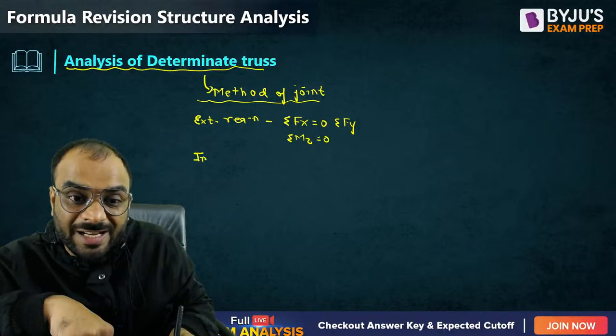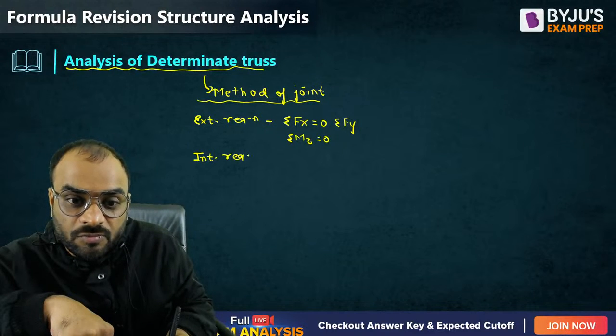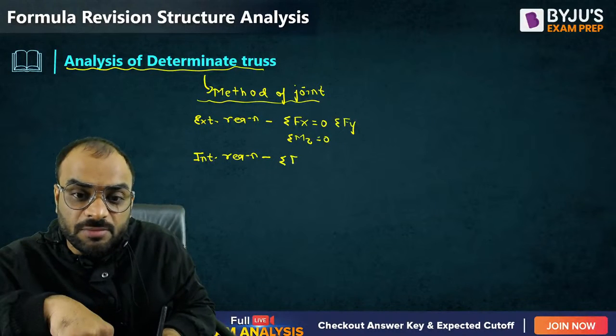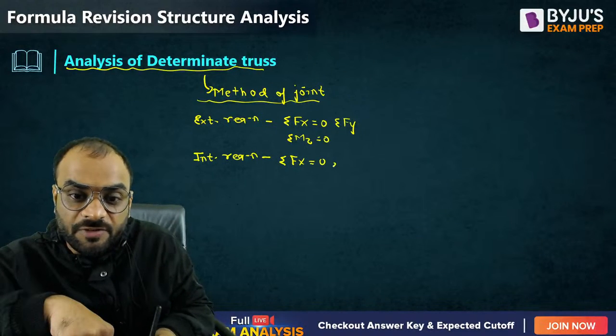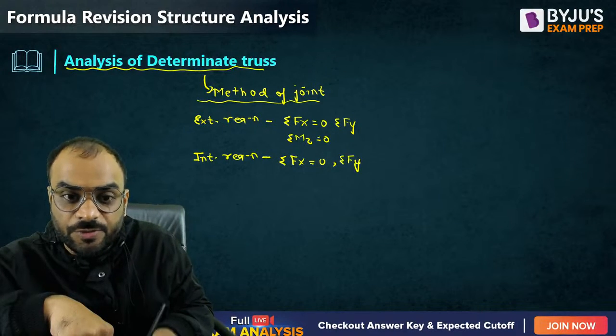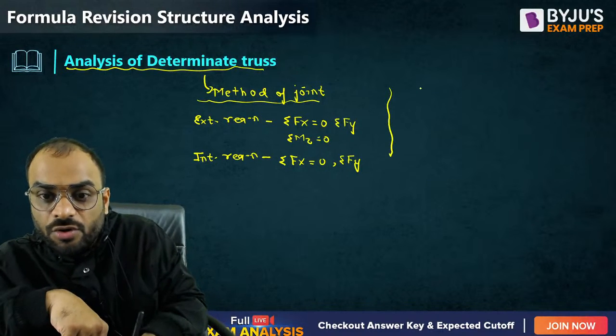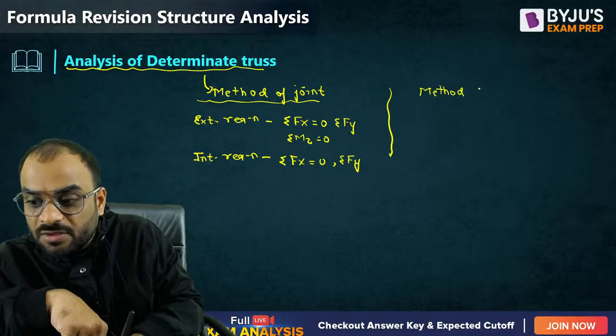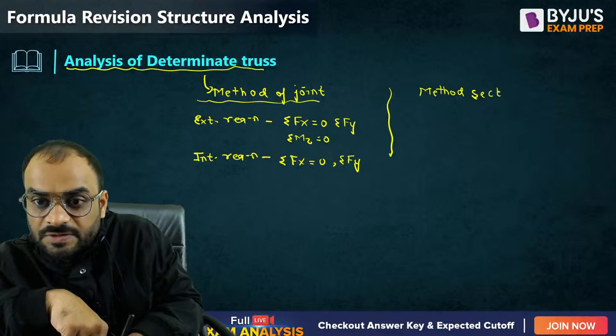To find out the internal reaction, you need to use joint equilibrium equations, which are summation Fx = 0 and summation Fy = 0. Now let us suppose guys, if I want to solve the problem by using method of section. Method of section.